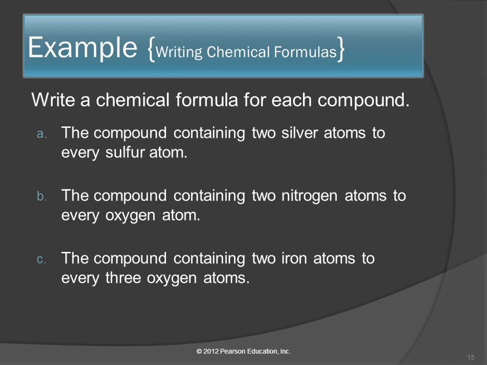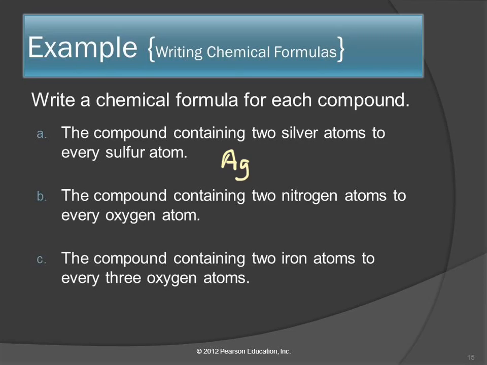Example, and I think we'll finish up with this one. Write a chemical formula for each compound. So, a compound containing 2 silver atoms to every sulfur atom. Well, we've got 2 elements here, silver and sulfur. We need their element symbols. What's the symbol for silver? Not Fe. Ag. That's good. You knew it wasn't Si. It was one of the funny ones, right? We've got silver and we've got sulfur.